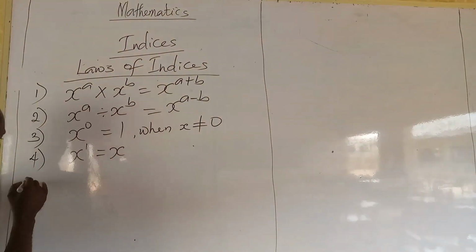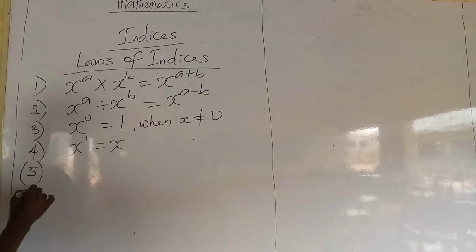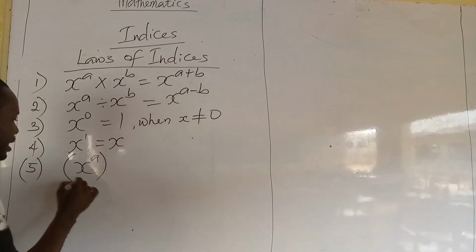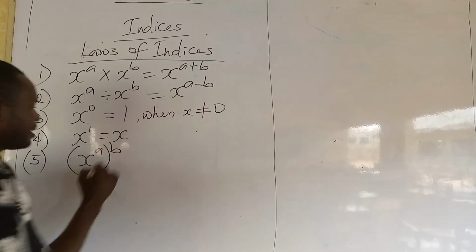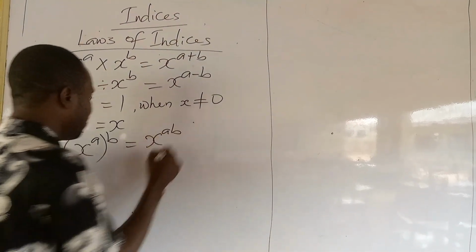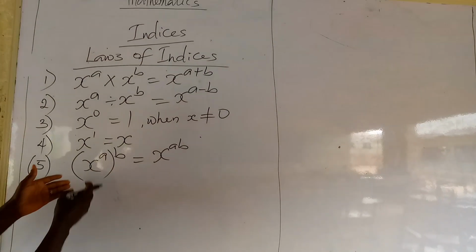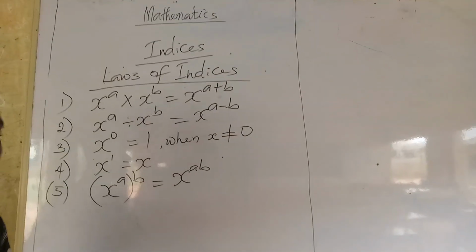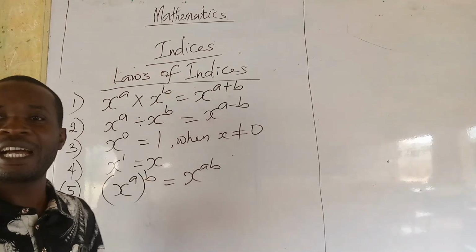Now let's move to 5. Law 5. We have that x raised to power a, and if you apply the bracket, times b, is going to be x raised to power ab. Now, if you have it this way, you are going to multiply the power. This ab means a times b.